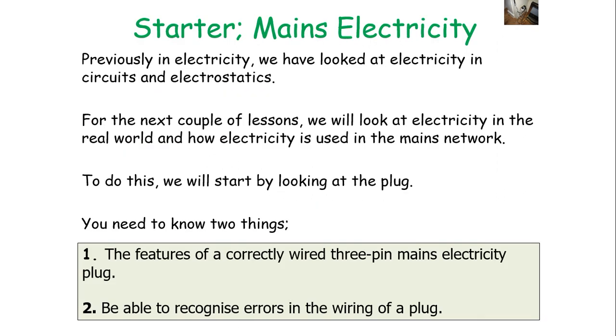So previously in electricity, we've looked at things such as electrical circuits and electrostatics, but for the next couple of lessons we're going to look at how electricity is used in the real world and how it's used in the mains network of the United Kingdom. So we're going to start off by looking at the plug. We're going to look at the features of a correctly wired 3-pin mains electrical plug and then recognise the errors that you can possibly get in the wiring of those plugs.